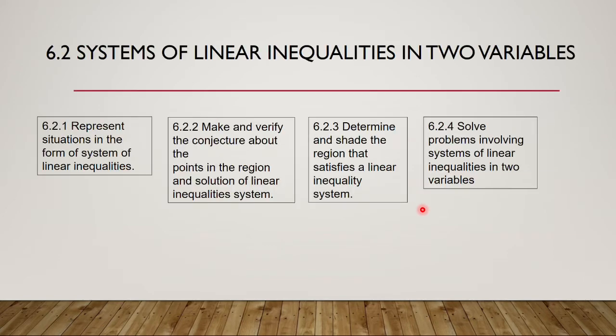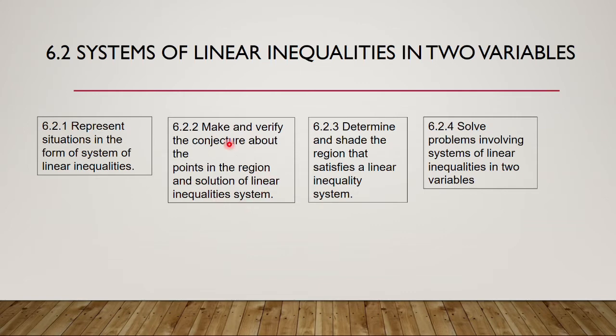Okay, we look at the next slide over here. This is what we are going to learn today, which is a system of linear inequality in two variables, and it is going to be divided into four parts here. First, we are going to learn how to represent situations in the form of a system of linear inequalities. You've learned this before, just that we are going to try to represent the situations with a few more linear inequalities. Okay, next you are going to make and verify the conjecture about the points in the region in the solution of a system of linear inequalities.